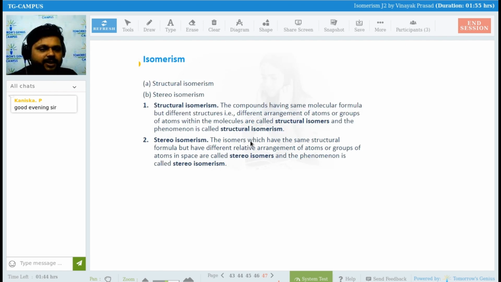See, what is this structural isomerism? The compounds having the same molecular formula but different structures, that is, different arrangement of atoms or groups of atoms within the molecules, are called structural isomers. Yes, that I have just discussed. And the phenomenon is called structural isomerism. So what is this stereoisomerism? The isomers which have the same structural formula but different relative arrangement of atoms or groups of atoms in space are called stereoisomers. So this part we will be seeing later on, right? And the phenomenon is known as stereoisomerism. So this is the basic definition. If you want to write, then please take a note of this.